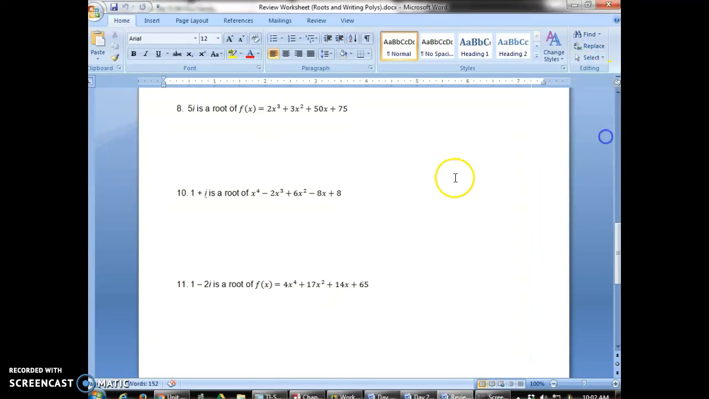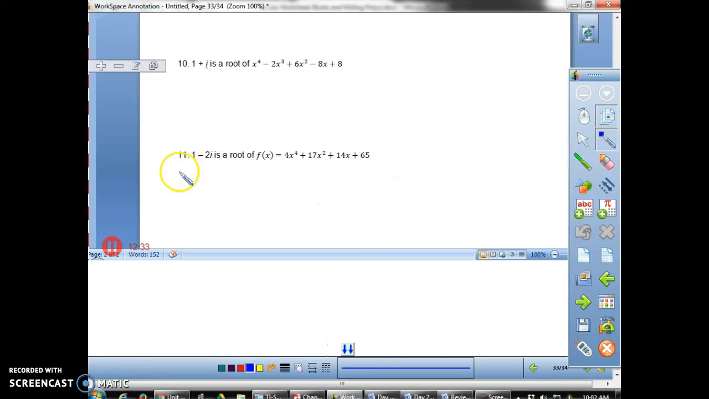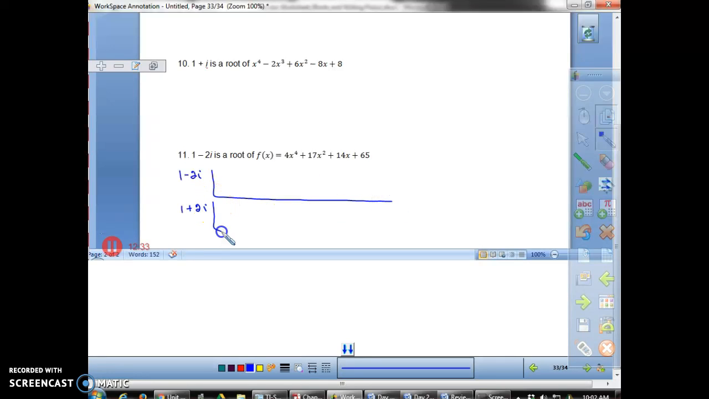Okay, I think I'll do this one because it's a little bit longer, harder, that kind of thing. So I'm going to say 1 minus 2i, but that means I also have a 1 plus 2i. And then I'm going to set this up. And I have a 4. I'm missing my degree of 3. I have 2. I have 1. So I only need a placeholder for the 3. That would go right there. So I have 4. I have 0. I have 17, 14, and 65.